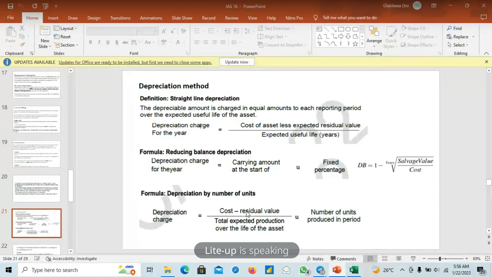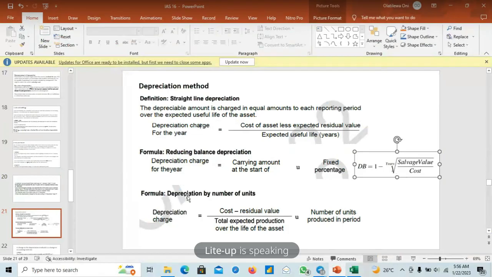So we have formulas for arriving at the depreciation rate here. For instance, they give us questions, they give us the residual value, the cost of the asset, and the number of years that the asset will live, and we are supposed to calculate the depreciation rate. You use this formula.